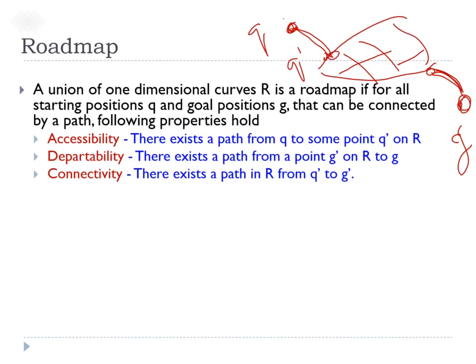This is Q prime. Let me choose another color. This is Q prime to G prime. So let this be G prime. So between Q prime and G prime, if I can find a path, then you can start from Q, go to the roadmap. On the roadmap, you have already a predefined path, and then from G prime, you can go to the destination position G. If these three properties are satisfied, I call this union of curves a roadmap.